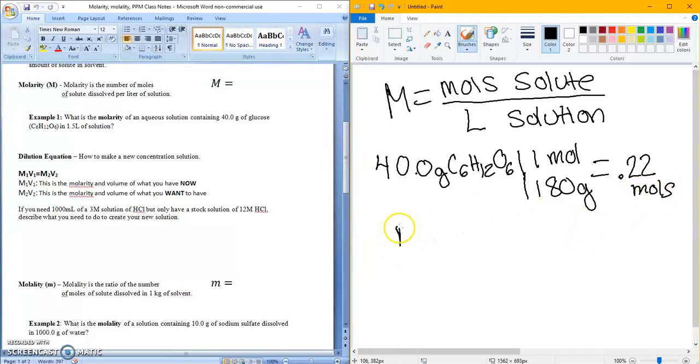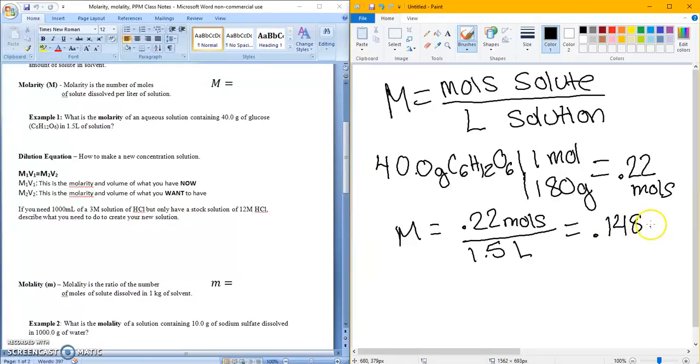Okay. So if I want to find the molarity of my concentration, I take 0.22 moles of sugar, my solute, over my total solution, which is 1.5 liters, and I get 0.148 moles per liter, or you can write this as big M. Okay, so molarity is just moles per liter, and the units are moles per liter, or you can just write big M. Molarity is a unit in and of itself. Okay, so molarity is one of the ways that we do concentrations.